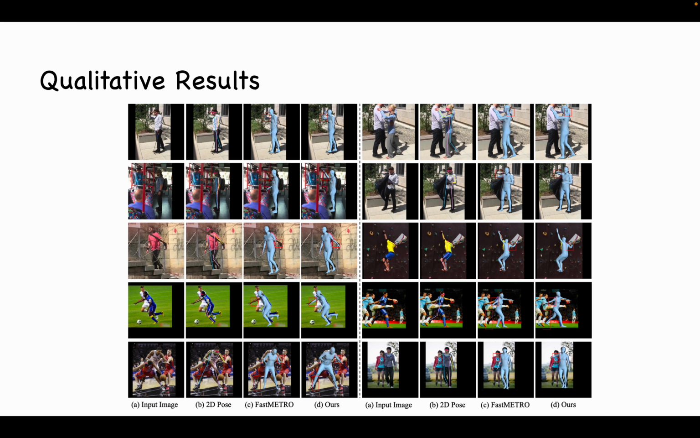Here we show some qualitative results. We test FastMetro and our method on 3DPW and OC human datasets. As shown here, we observe that our model captures information about occluded body parts, such as limbs, as highlighted in the red rectangles. This shows the benefit of 2D pose tokens for enhanced 3D mesh reconstruction.